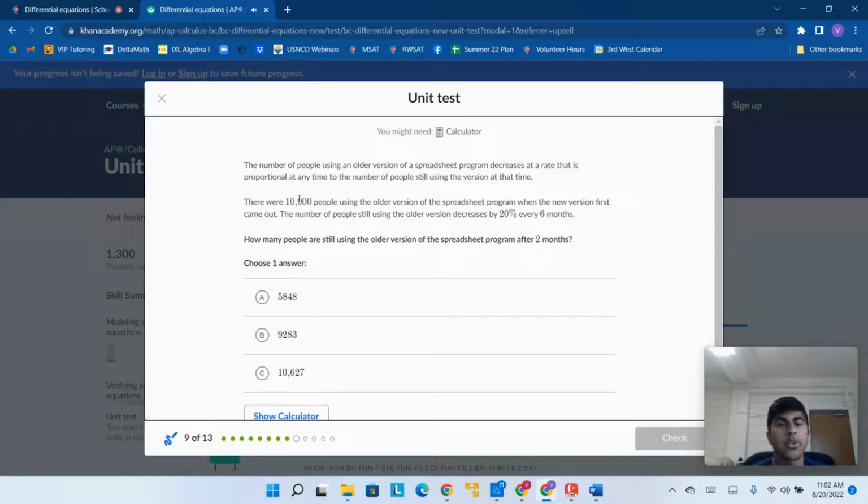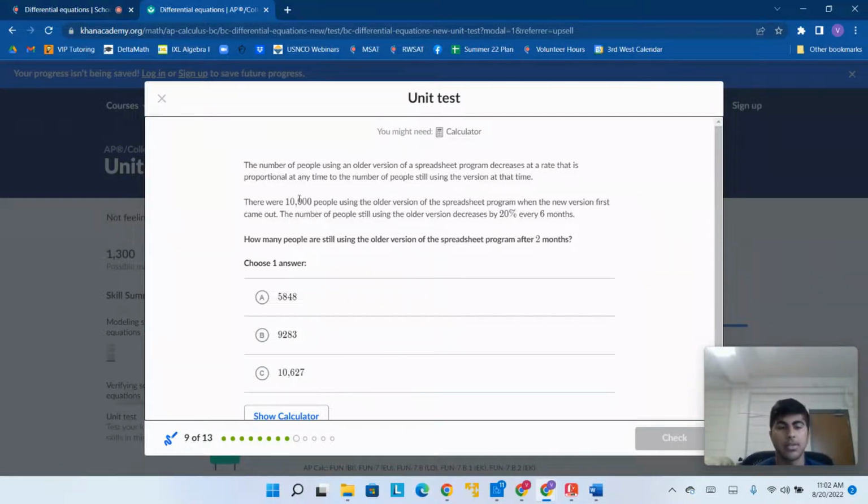The number of people using an older version of the spreadsheet program decreases at a rate that is proportional at any time to the number of people still using the version at that time. There were 10,000 people using the older version when the new version first came out. The number of people still using the older version decreased by 20% every 6 months. How many people are still using the older version of the spreadsheet after 2 months?